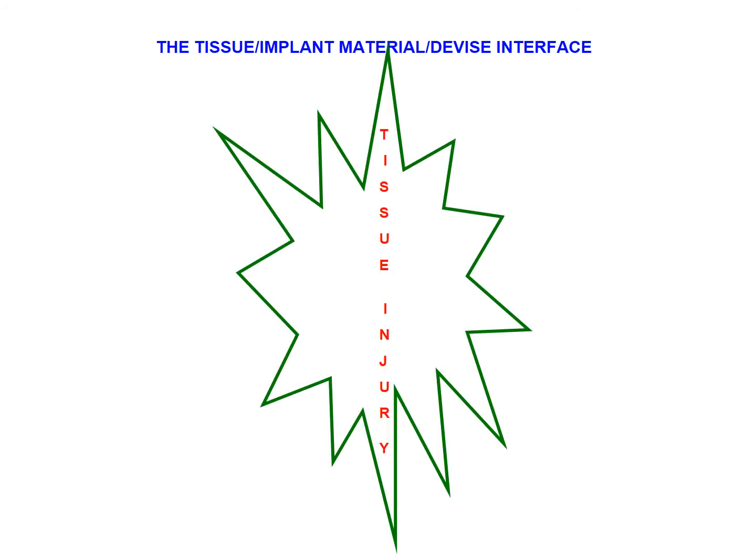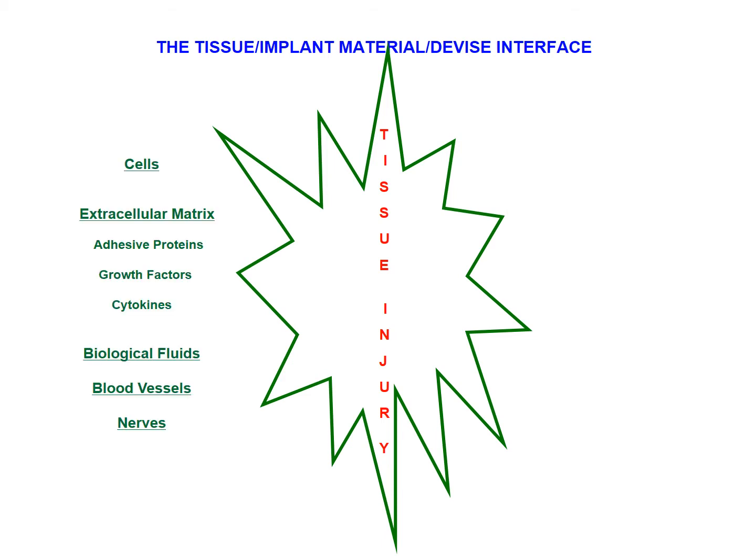Furthermore, the presence of the implant material and device forms an interface at the tissue injury site. On one side is the physiological environment containing cells, extracellular matrix, biological fluids, blood vessels, and nerves, but on the other side is the synthetic material and the synthetic implantable device.